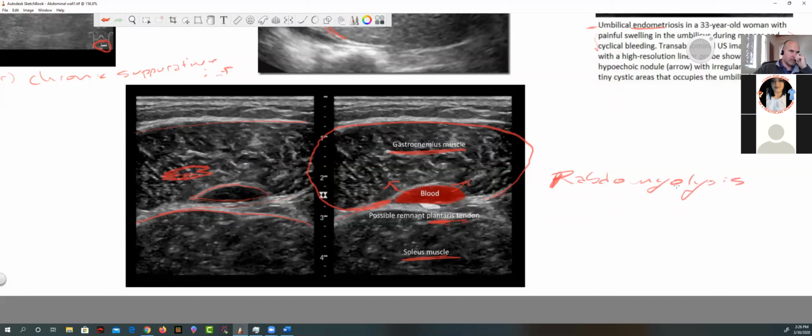rhabdomyolysis, and that's a breakdown of muscle. One way of doing that is working out too hard.